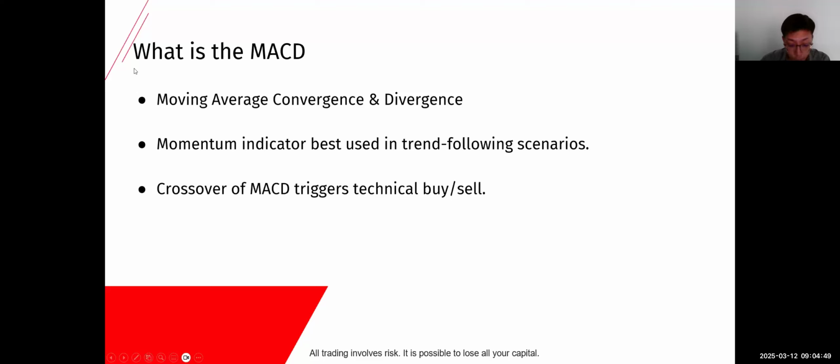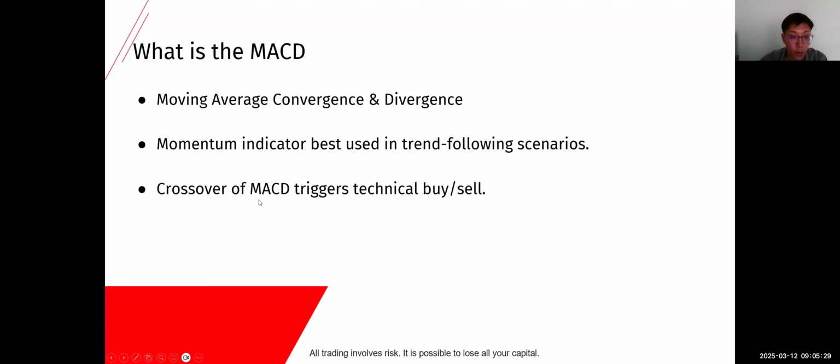So basically, what is MACD? MACD is short for moving average convergence and divergence. It is a momentum indicator, which is mostly used in trend following scenarios. For example, before the Trump election, gold was moving in the upwards direction. It was always bullish. So for MACD itself, it was good to use this indicator as it was following the trend, which is a bullish trend.